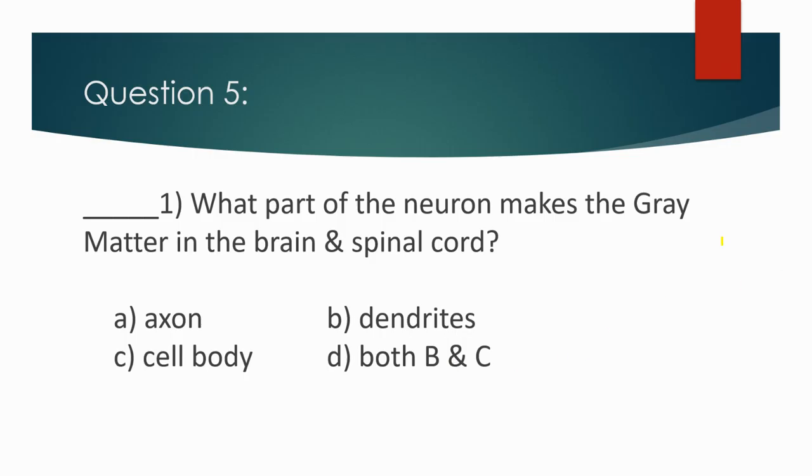All right, what part of the neuron makes up the gray matter? So remember, the white matter is white because of myelin, and so that's going to be your axons. The gray matter is going to be coming from, or being made up of your cell bodies and your dendrites. So that's going to be D.